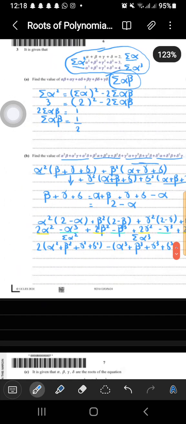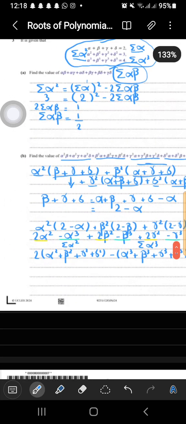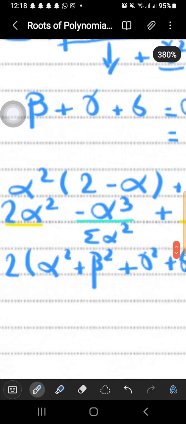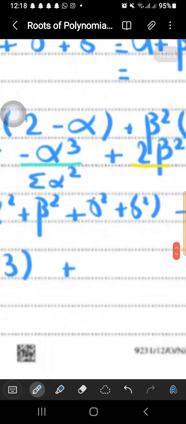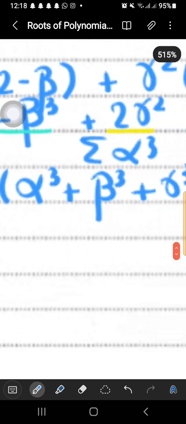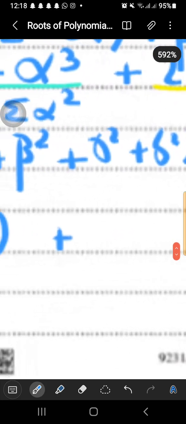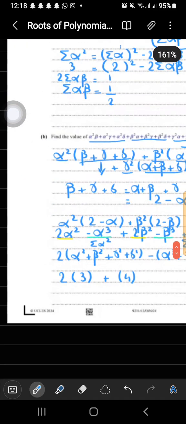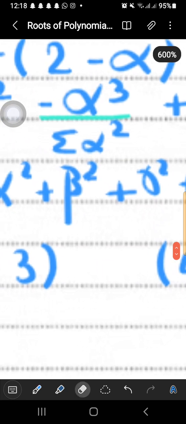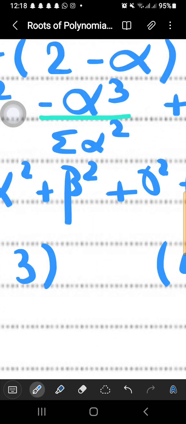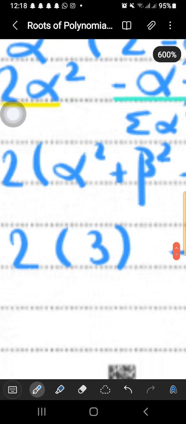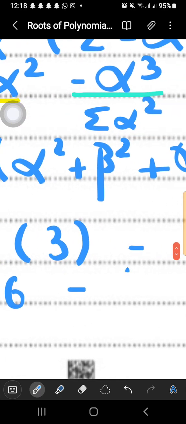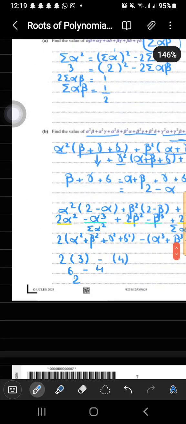There is nothing to worry about. Now we have a simple thing. We can substitute 3 instead of summation of alpha square, which is given in the question, and we can substitute 4 instead of summation of alpha cube, given in the question. Sorry, there will be a minus sign. I wrote a positive sign, there is negative. So it becomes 6 minus 4, and in the end it becomes 2. So that's our final answer here.